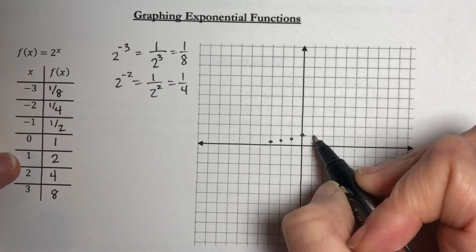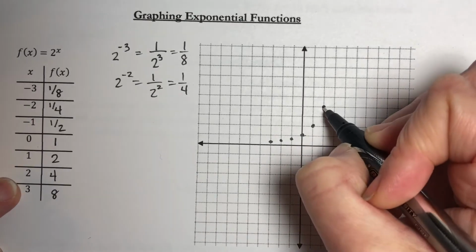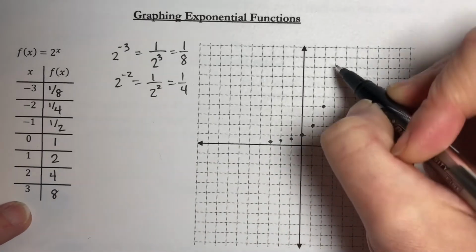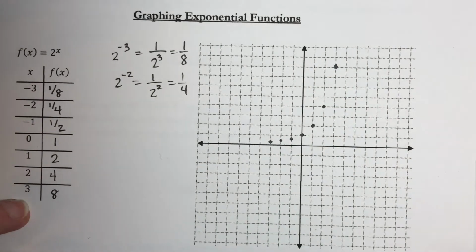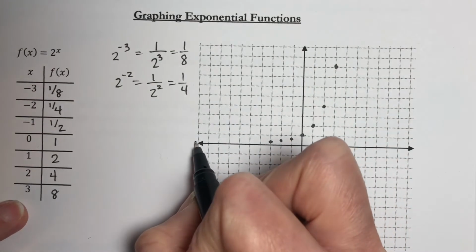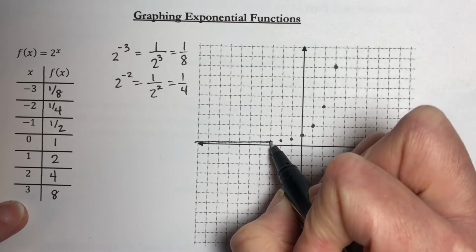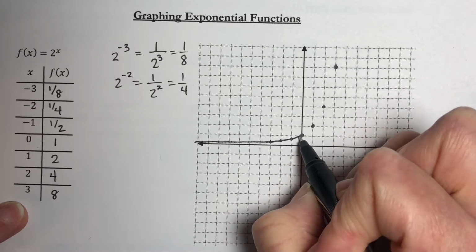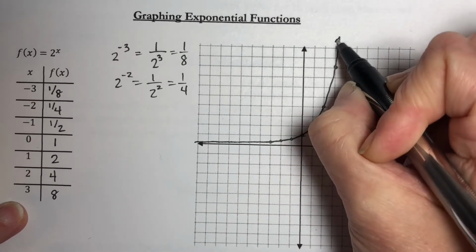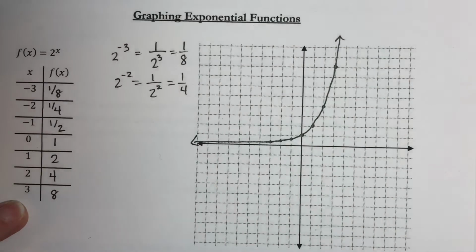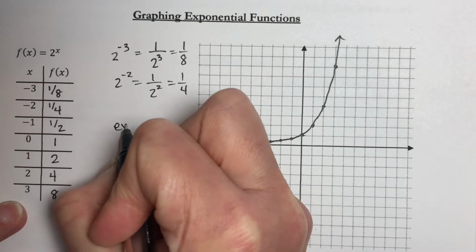But then once I get to 1, it goes to 2. And then 2, it goes to 4. And 3, it goes up to 8. And then if I went to 4, it would be up at 16. So what happens here is this graph starts off really small and it's growing really slowly until all of a sudden it shoots up. Okay, this is an example of exponential growth.